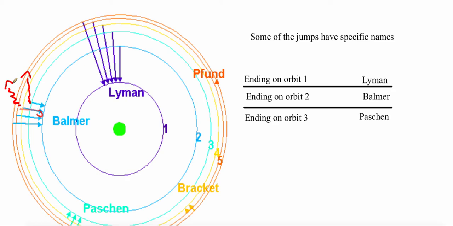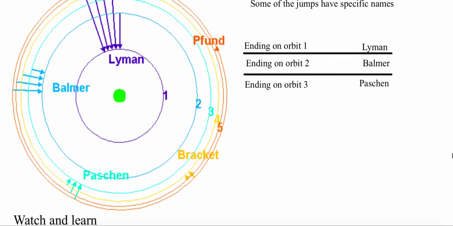Then we have the Paschen. Now the Paschen is when it jumps down to the third level, and then we have a Brackett which is jumping down to the fourth level. These are all definitions that you need to know for your diploma.